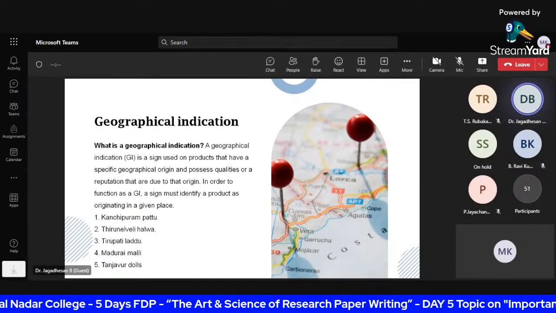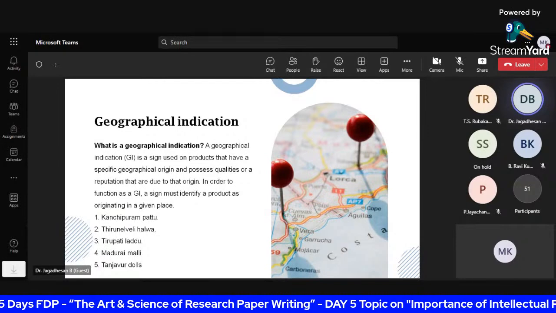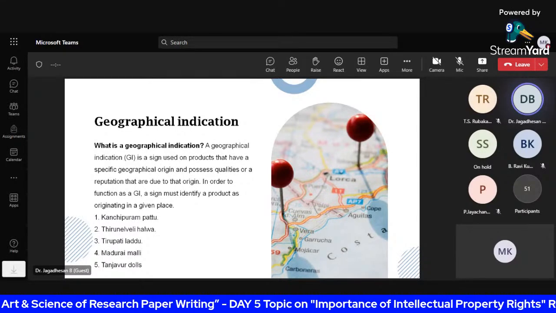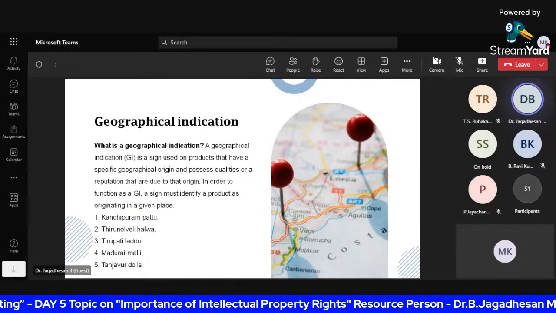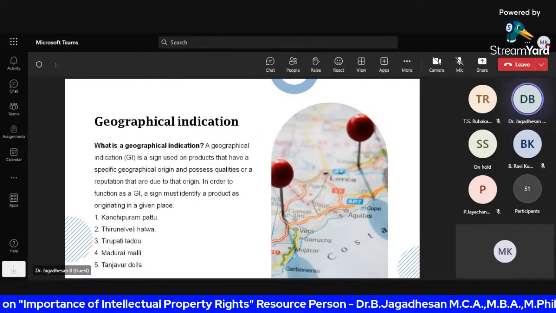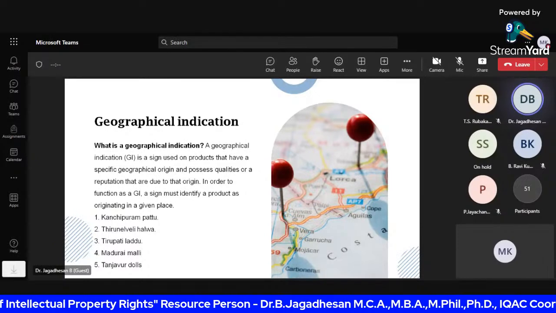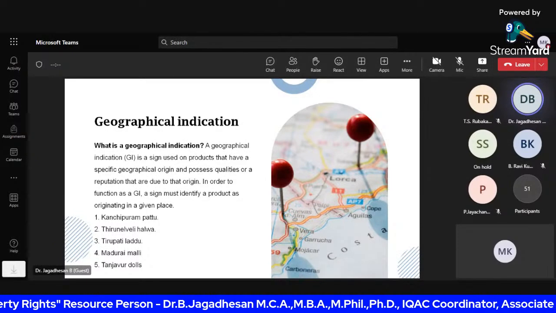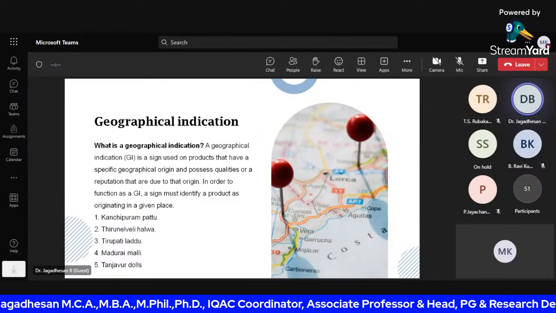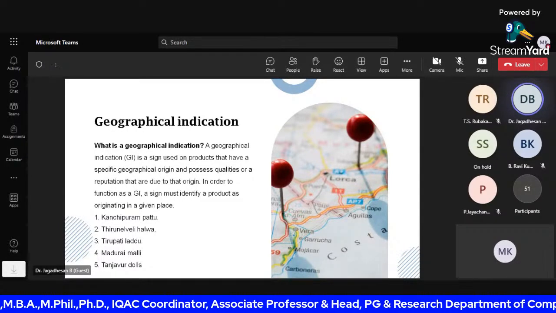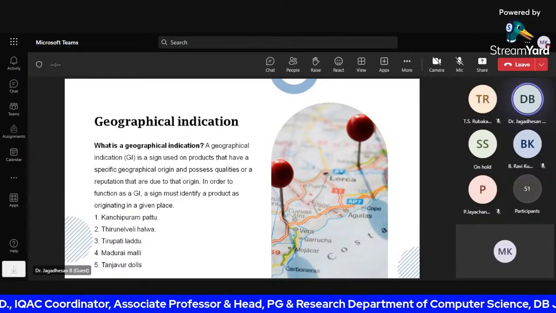For Kanjipuram pattu, there is some kind of specification, like how many grams of zari will be incorporated in the pattu, that is the nool, that is the thread. Each and everything is a combination. Based on this combination, they provide you some kind of silk saree. If it satisfies certain characteristics and attributes, then it belongs to Kanjipuram pattu.